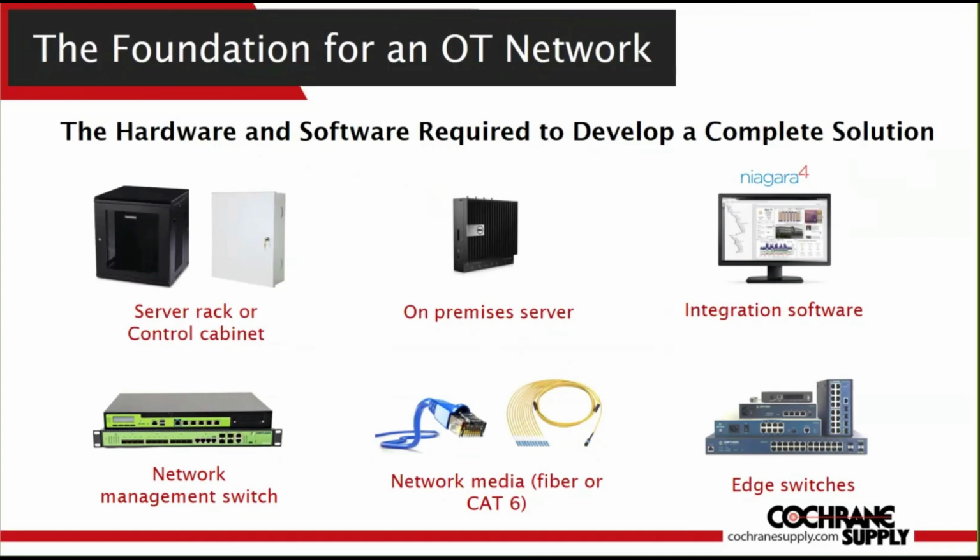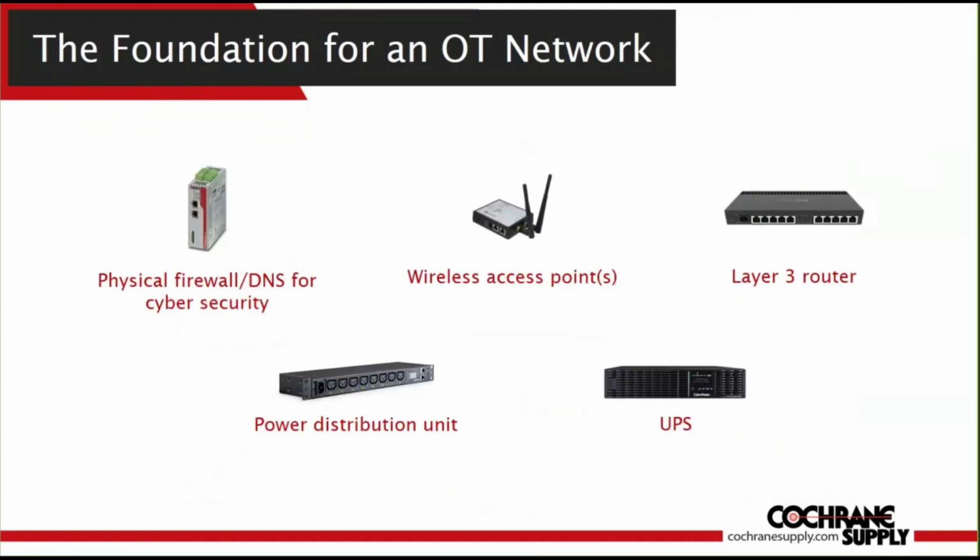Then you're going to need what I like to call edge switches. These are the switches that are going to be part of the network. Then you're going to need a physical firewall, right? Firewall and the DNS. This is all part of our cybersecurity, because every good design needs 3 points of protection, and we'll talk about that a little later, but this is one of those points of protection when it comes to cybersecurity. You're going to need wireless access points, a layer 3 router, power distribution unit, and a UPS.